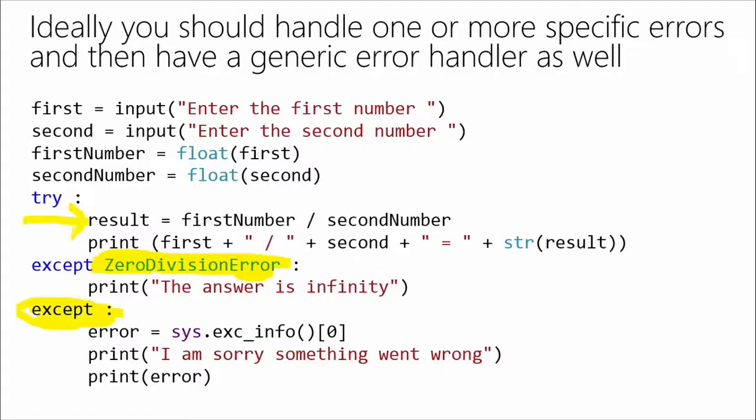If it gets a divide by 0 error, it's going to jump to except ZeroDivisionError, and it will execute this code and exit. If it gets some other error, like some sort of data conversion error, or the number's too large to store inside a float variable, it's going to say, oh, I've got an exception, jump to the except. Is it a 0 division error? No. Is it something else?